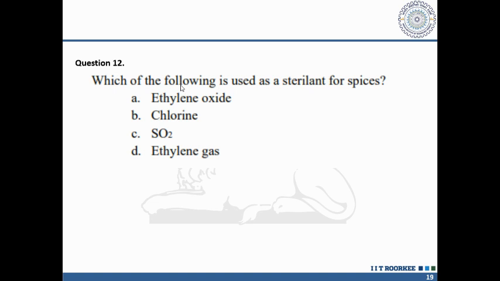Which of the following is used as sterilant for the spices? Your options are carbon dioxide, ethylene oxide, chlorine, sulfur dioxide, and ethylene gas. Sterilant means when we sterilize, so your product is free from any kind of contamination. Which material is used as a sterilant for spices?